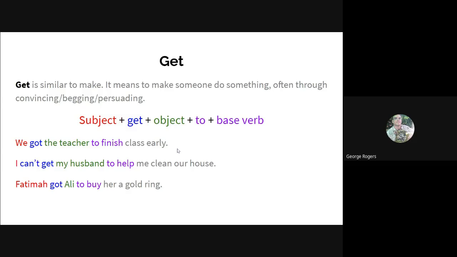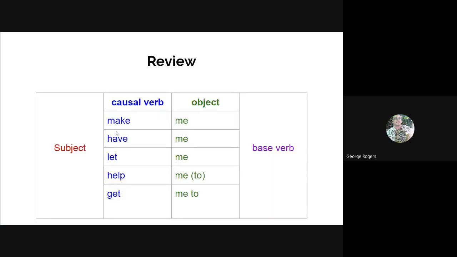Let's review a little bit now. Let me stress that if there's no to in front of the base verb, then you know it's not these. You're really down to either help or get. If you see a to in front of the base verb, that's a big indicator. It's got to be one of these two. If there's no to, then it's possible it could be help, so you've got more options, but with the to, it limits it a lot.